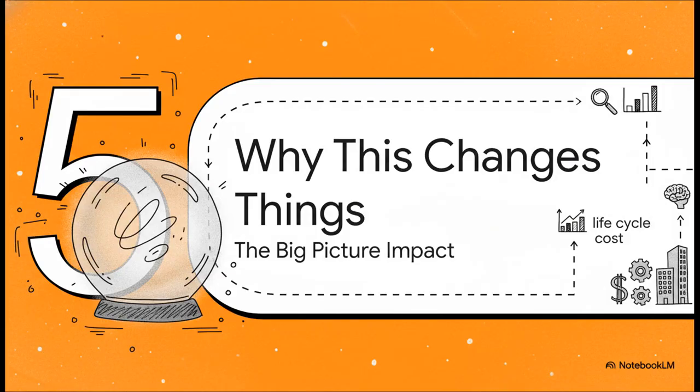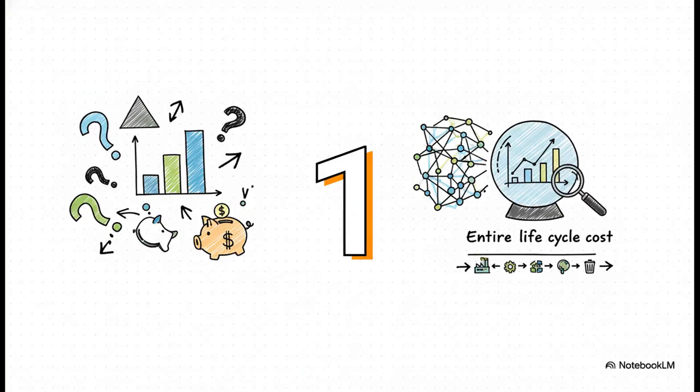Okay, so let's pull all of this together. Why does this matter so much? Why is this shift from that foggy crystal ball to a clear, data-driven roadmap such a big deal? Really, it all comes down to this one crucial point. It's a fundamental shift away from reactive guesswork and toward proactive, data-driven prediction. We're literally moving from just hoping we got the cost right to actually modeling the future with incredible accuracy.